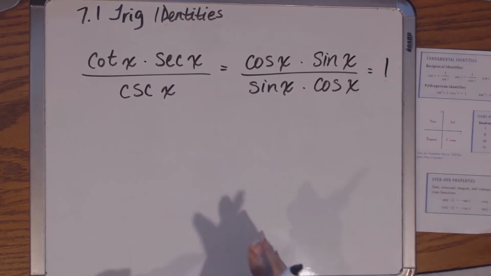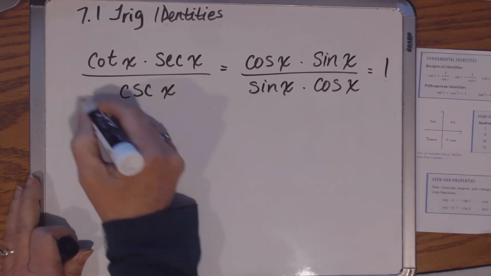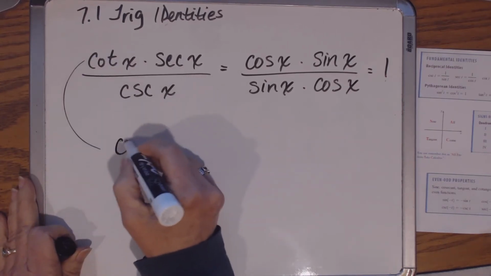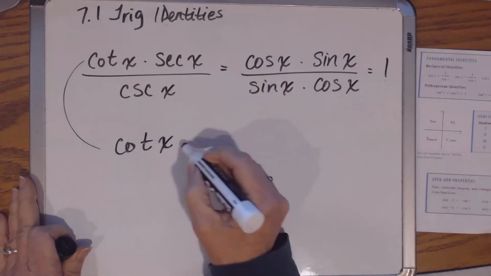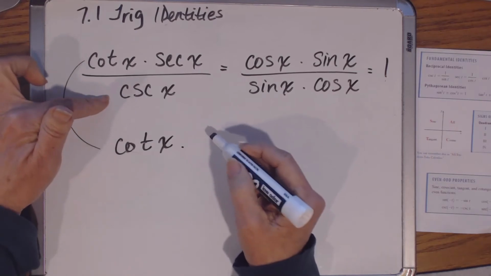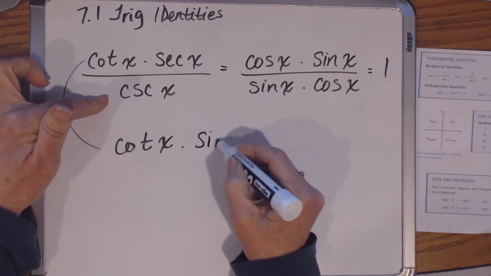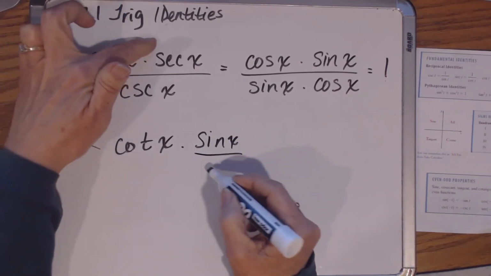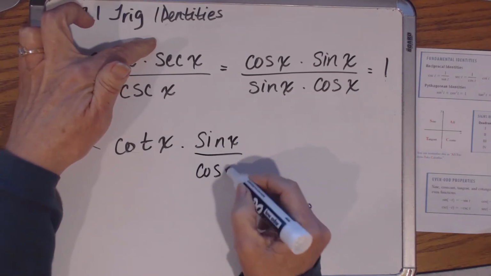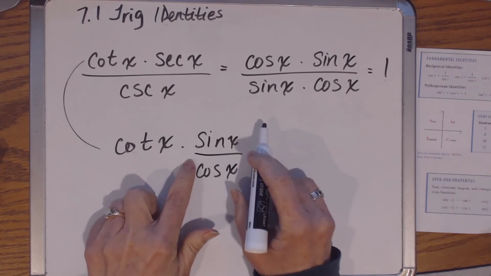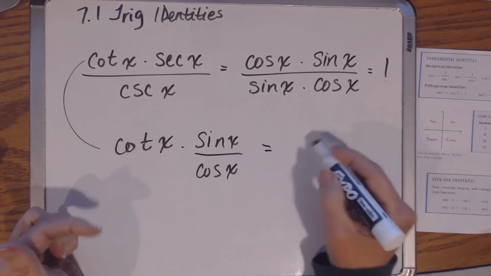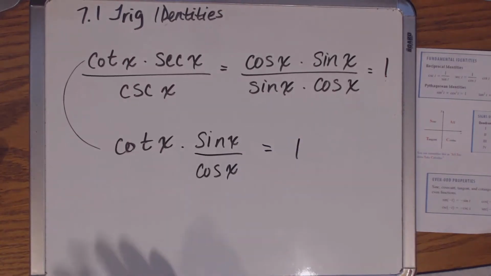So I kind of like this one as an example. Another way I could have gone about this is I could have left the cotan of x alone. And then if I hopped the bar, I'd say, well, cosecant of x goes up as sine of x, and secant of x comes down as cosine of x. And what I have is cotan of x times tan of x, which are reciprocals. Therefore, they multiply to 1, okay?